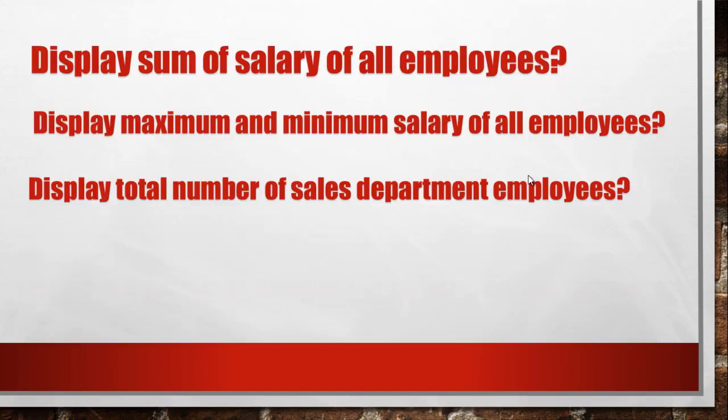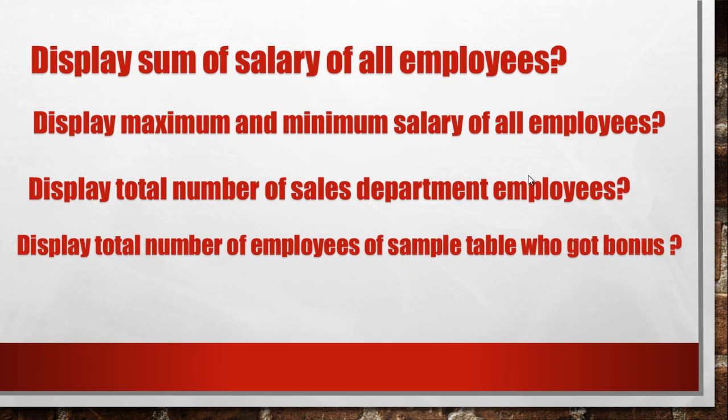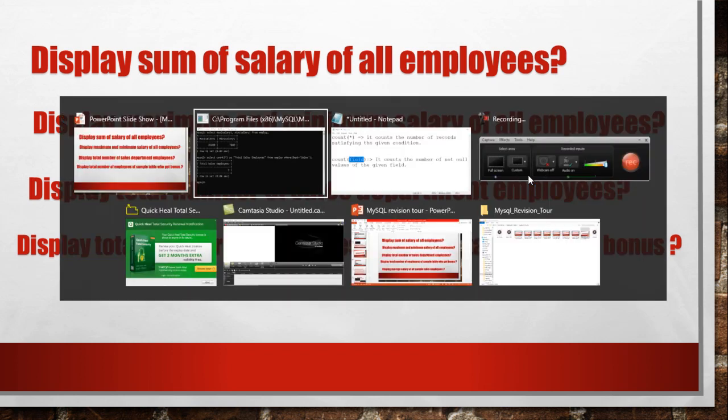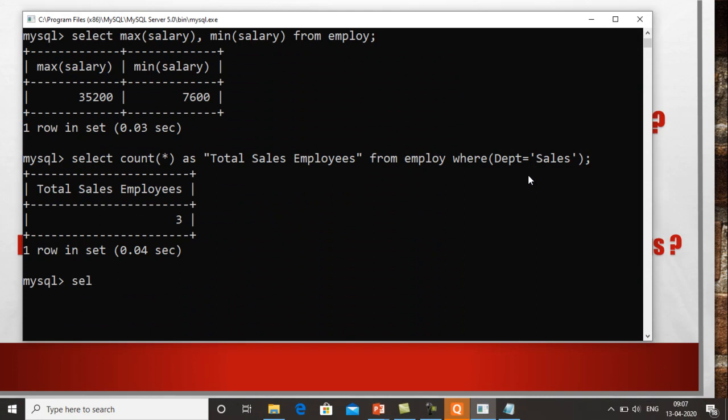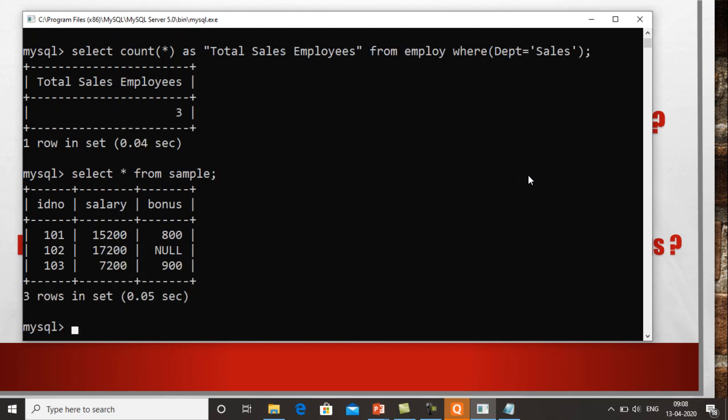Now let's see what is the next question with us. Display total number of employees of sample table who got bonus. Now actually I have created one more table for it, and the name of that table is basically sample. So let me first show you the record of that table. So this is select star from sample. In the sample table I have created 3 fields: ID number, salary, and bonus. And then I have put some ID number in this, salary in this, and then bonus in this.